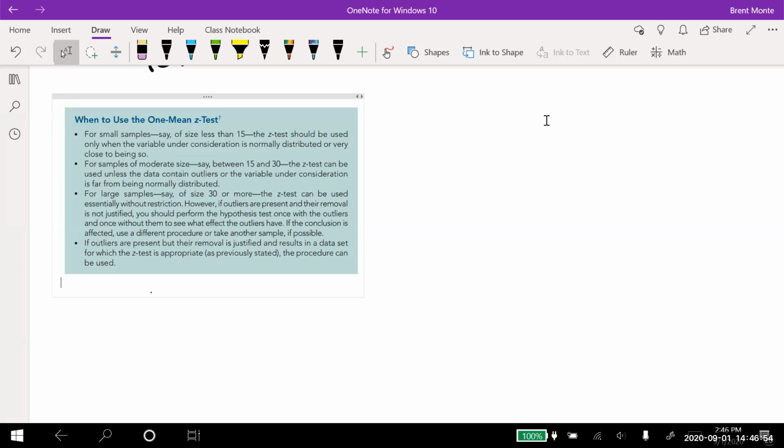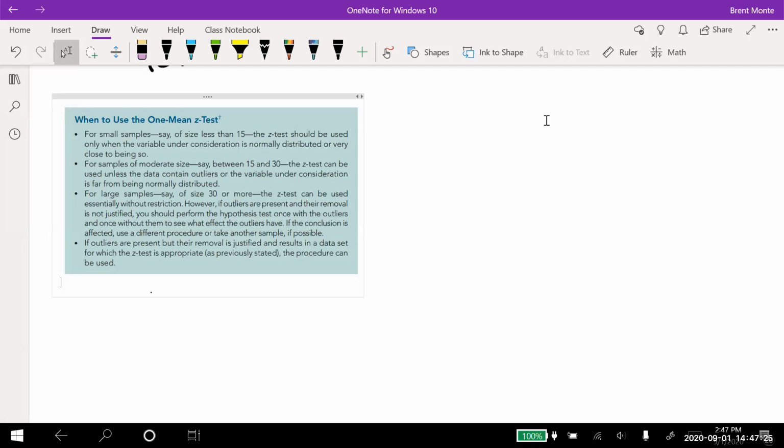So if there's outliers present and we can't justify the removal because it was a mistaken calculation or the way we recorded it was wrong, you should perform the hypothesis test once with the outliers and once without the outliers to see what effect the outliers have. If the conclusion's affected, use a different procedure or take another sample if possible. So you run it twice, once with and without the outlier in there. If you come to the same conclusion, then you're fine with your conclusion. If you come to different conclusions, then you may want to take another sample or run a different test. And if outliers are present, but their removal is justified and results in a data set for which the z-test is appropriate, then go ahead and use the z-test.